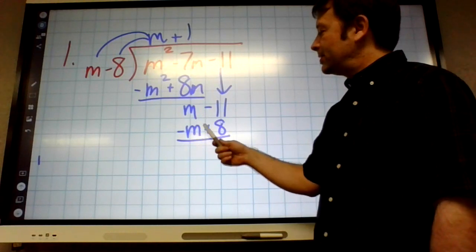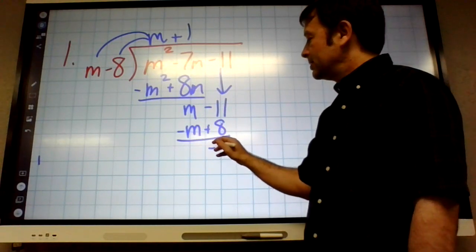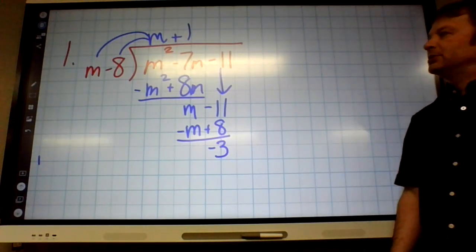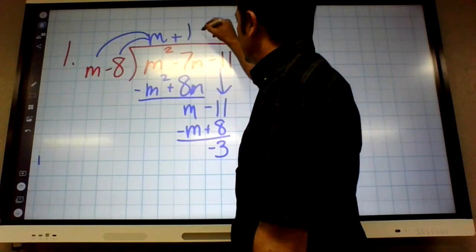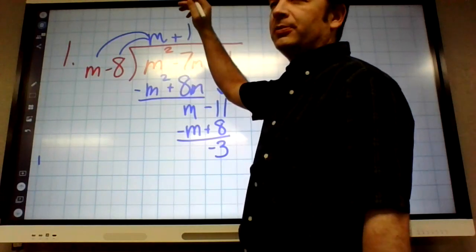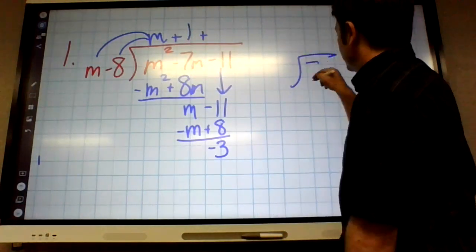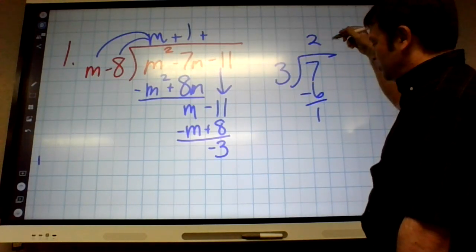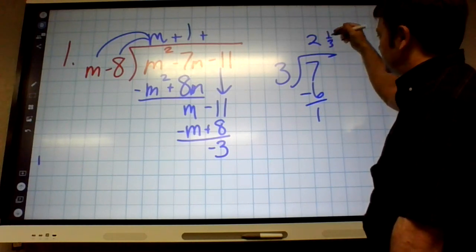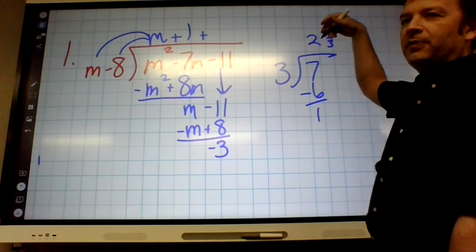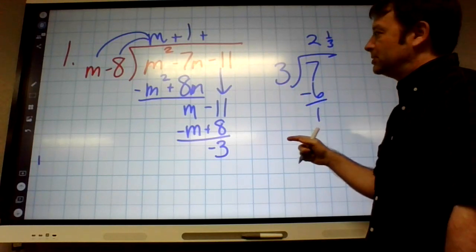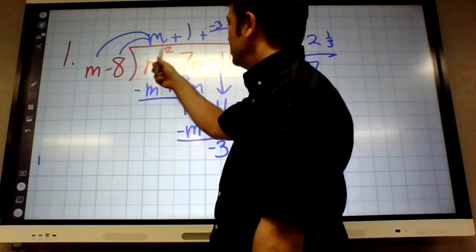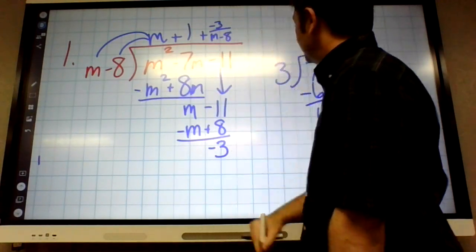M minus m is nothing. Negative 11 plus 8. Okay, there's nothing left to bring down. Negative 3 is the remainder. You remember how you wrote remainders on normal division, like 7 divided by 3 is 2 R1? Or once we got to 6th grade, we wrote it in fraction form, like 1/3. So I'm having him do it that way. Put negative 3 over the divisor m minus 8.